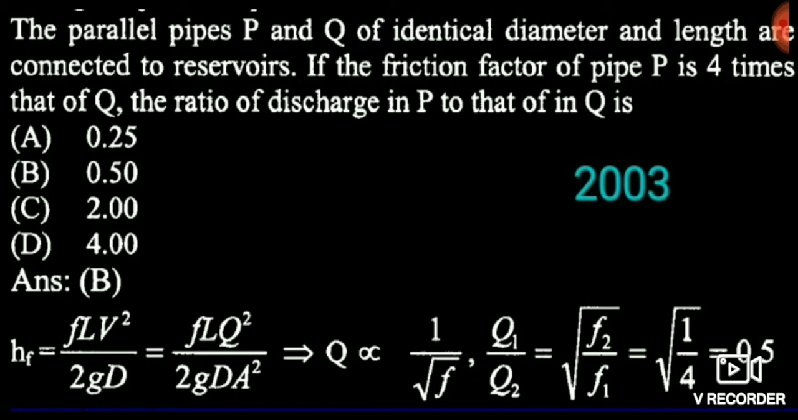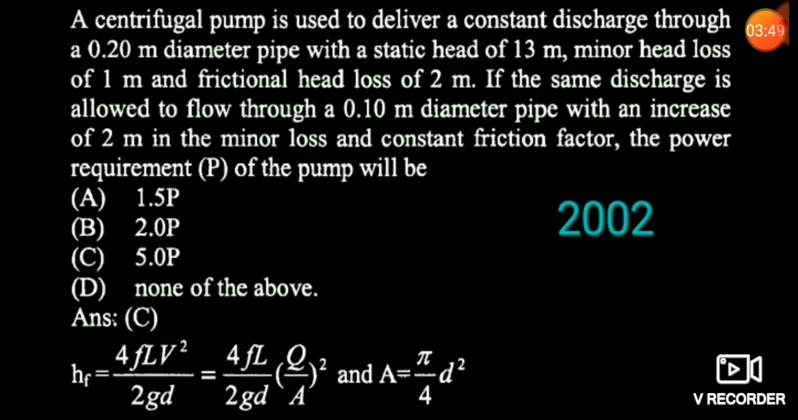Q1 by Q2 is equal to root under F2 by F1. So 1 by 4 root under 0.5. So you can get the answer, that is 0.5, means the answer, that is B option. Now friends, you see the next question.